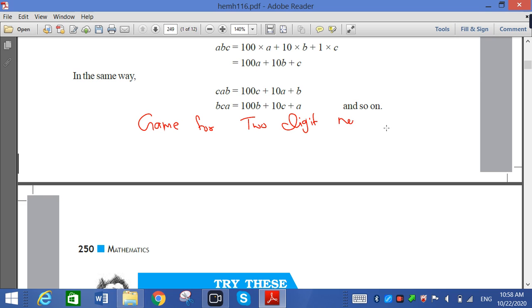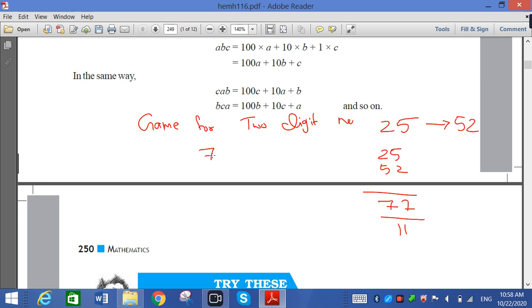For a 2-digit number, suppose the number is 25. Reverse it, then it is 52. Now add this: 25 plus 52, the answer is 77. It is always divisible by 11. You can take any 2-digit number.